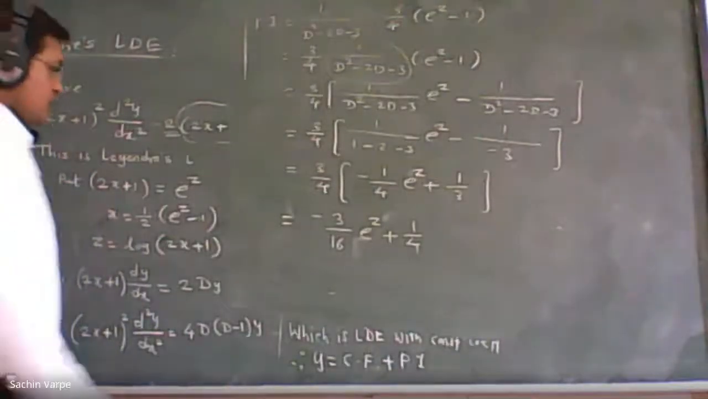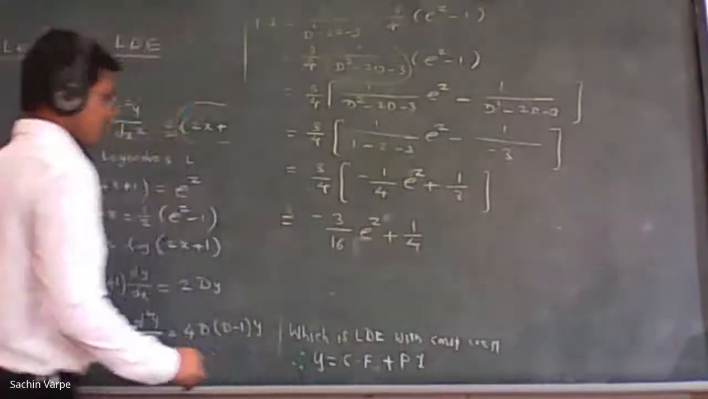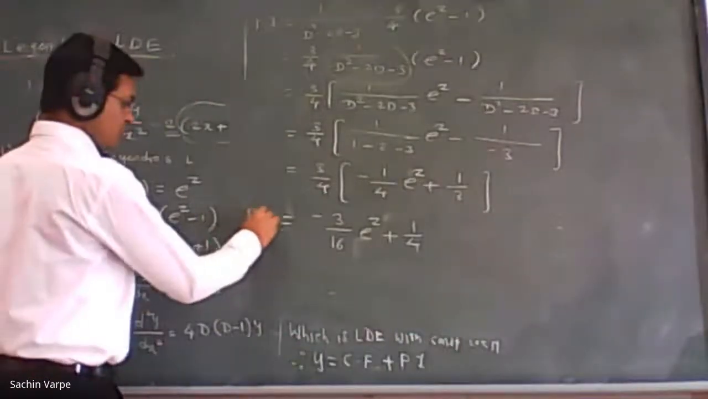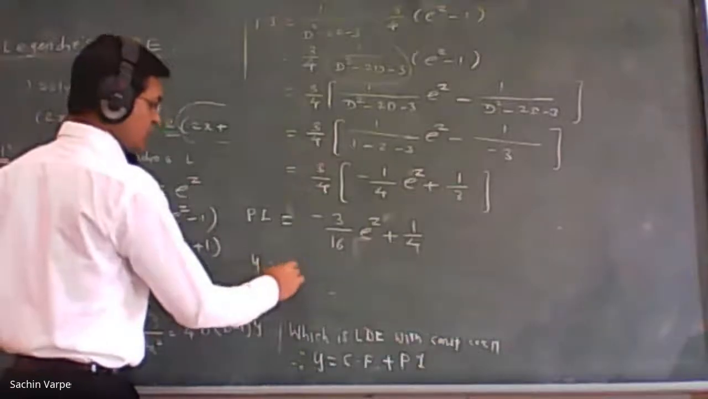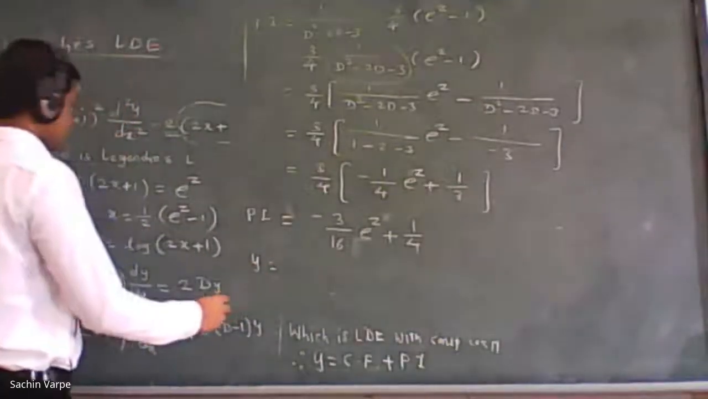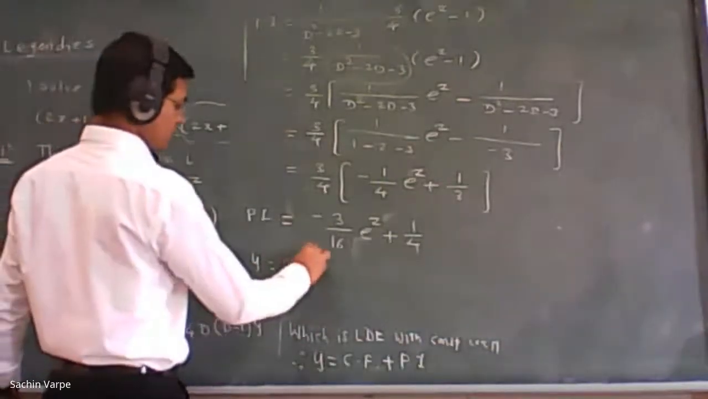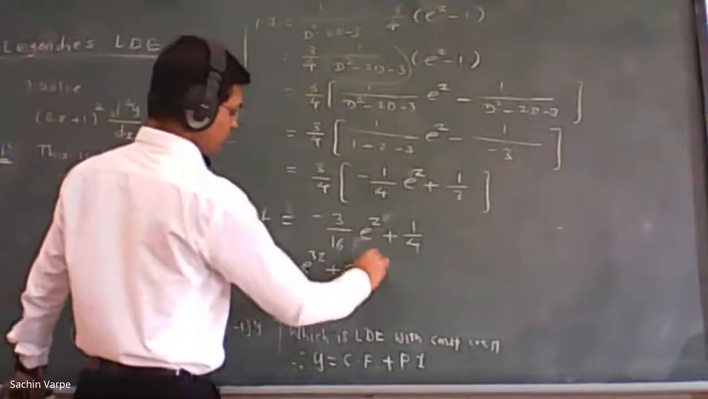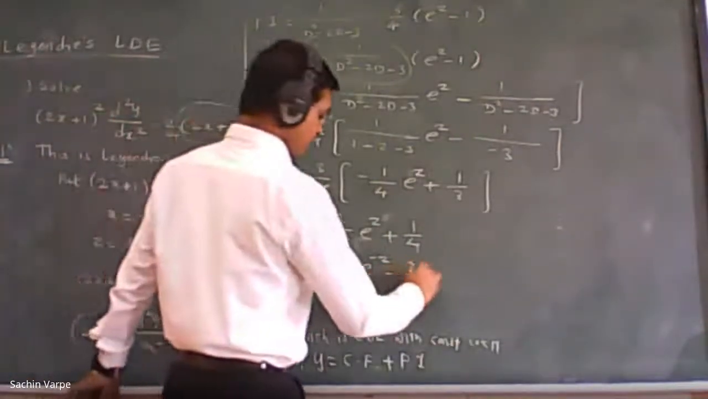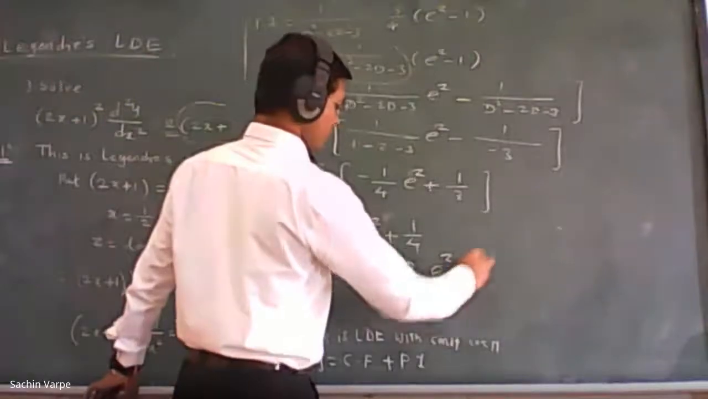So with this, please ask if any doubt. This is the particular integral, and therefore the general solution is y is equal to CF plus PI. So what was CF? CF is c1 e raised to 3z plus c2 e raised to minus z, minus 3 by 16 e raised to z plus 1 by 4.